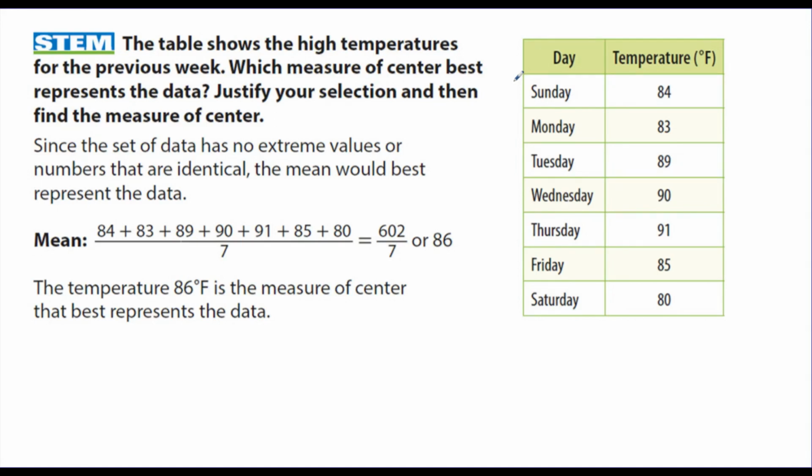So looking at all of the data in this table, we can see that they're all pretty similar to each other and there are no real outliers or extreme values here. So it would probably be best to use the mean. So that's why they chose the mean in this example. And then you can see from the calculation here that they calculated that and got 86 degrees. So the temperature 86 degrees Fahrenheit is the measure of center that best represents the data. So the typical temperature that week was about 86 degrees.